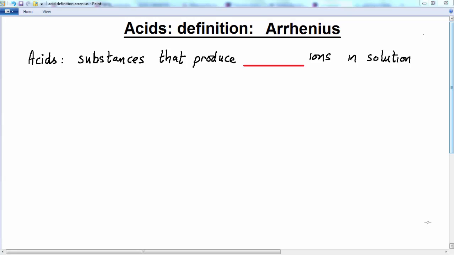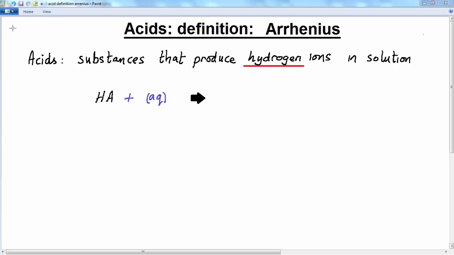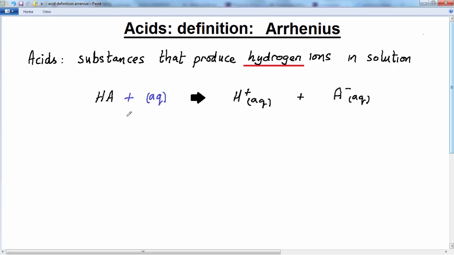In this lesson we're going to look at the Arrhenius definition of an acid. This is the classic definition of the acid which you're probably familiar with, even though it's got a fancy name behind it. So acids are substances that produce hydrogen ions in solution. So if we've got an acid, and we'll call that HA, and we add it to solution, we'll just put plus aqueous at this moment, the acid will ionize into the hydrogen ions in solution plus the negative anions. Okay, so an acid is a substance which will produce hydrogen ions in solution.